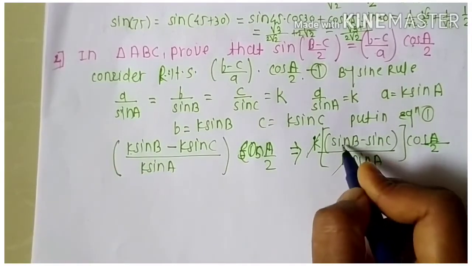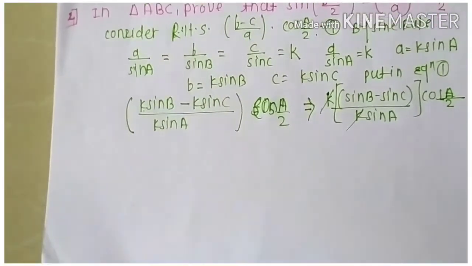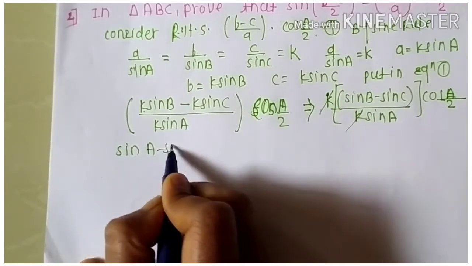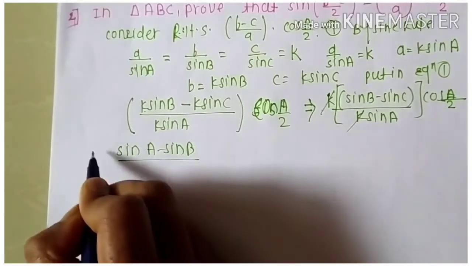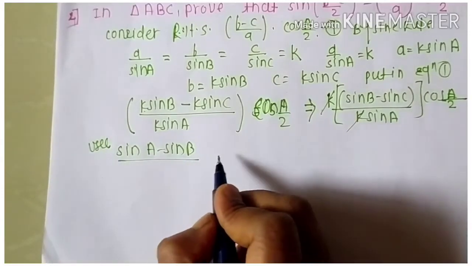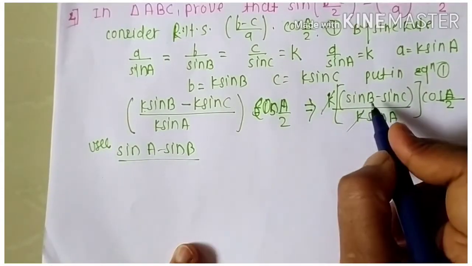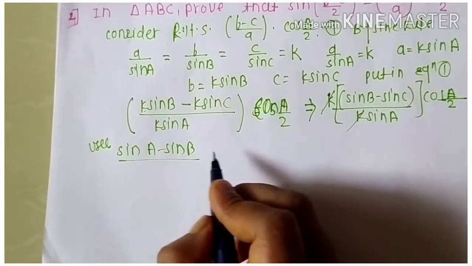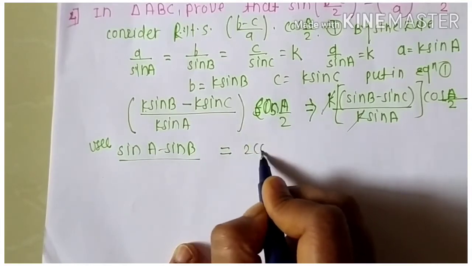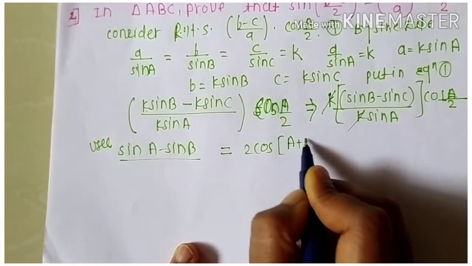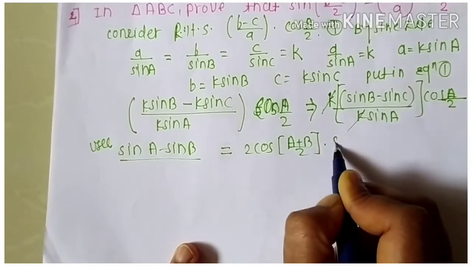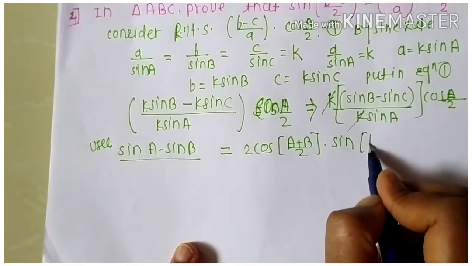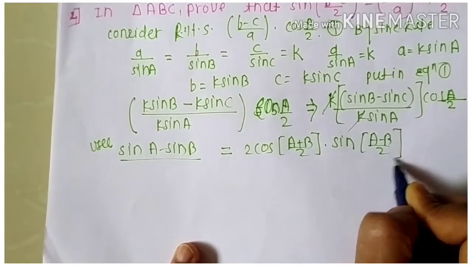Then we apply the result for sin a minus sin b, with b in place of a and c in place of b. We have the result sin a minus sin b equals 2 times cos of (a plus b) divided by 2 into sin of (a minus b) divided by 2. We apply this result.